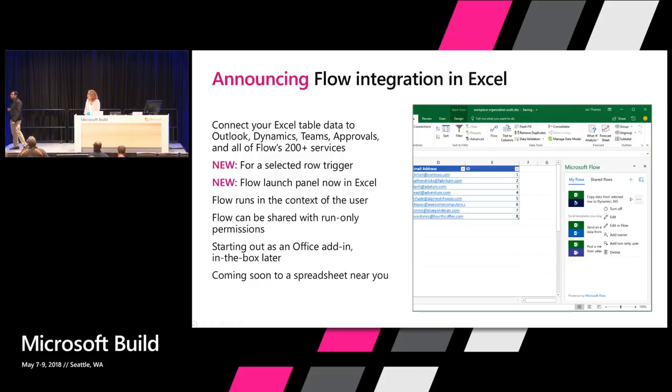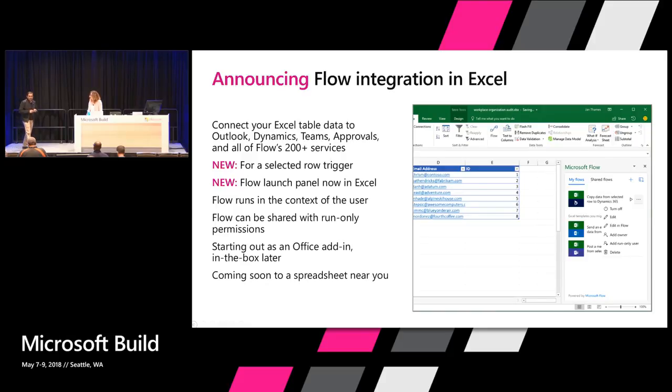Now, the great thing about this integration is that the flow runs in the context of the user. For those of you that have heard of Flow and used Flow before, traditionally, when the flow runs, it runs using the maker's credentials. Well, with this manual integration, you can now have the invoker bring in their own credentials. So if an email is sent, for example, it's sent as the invoker. If a message is posted to Teams, it's done using the invoker's credentials. Accompanying that change is the ability to share Flow with run-only permissions.